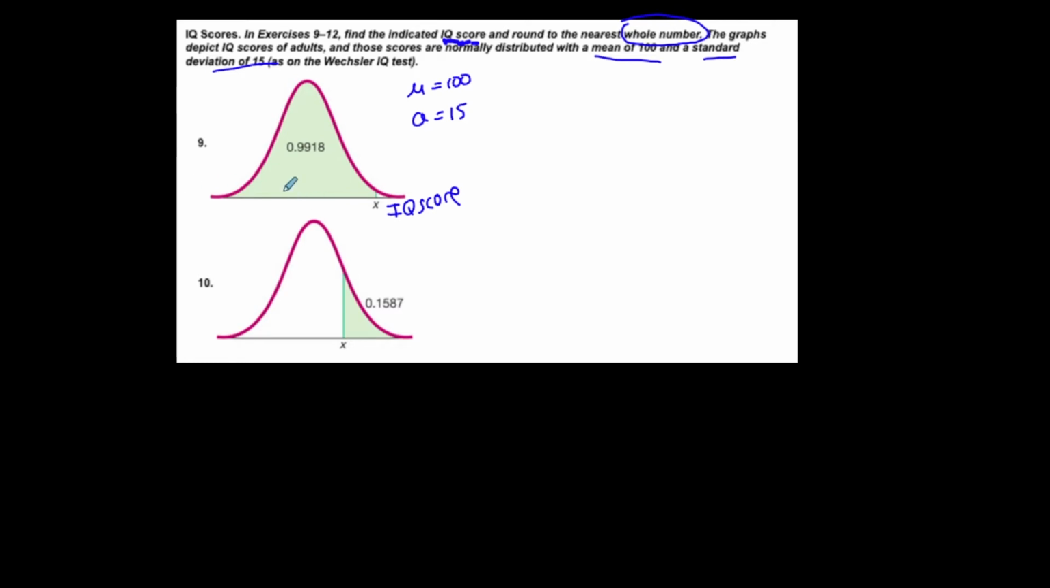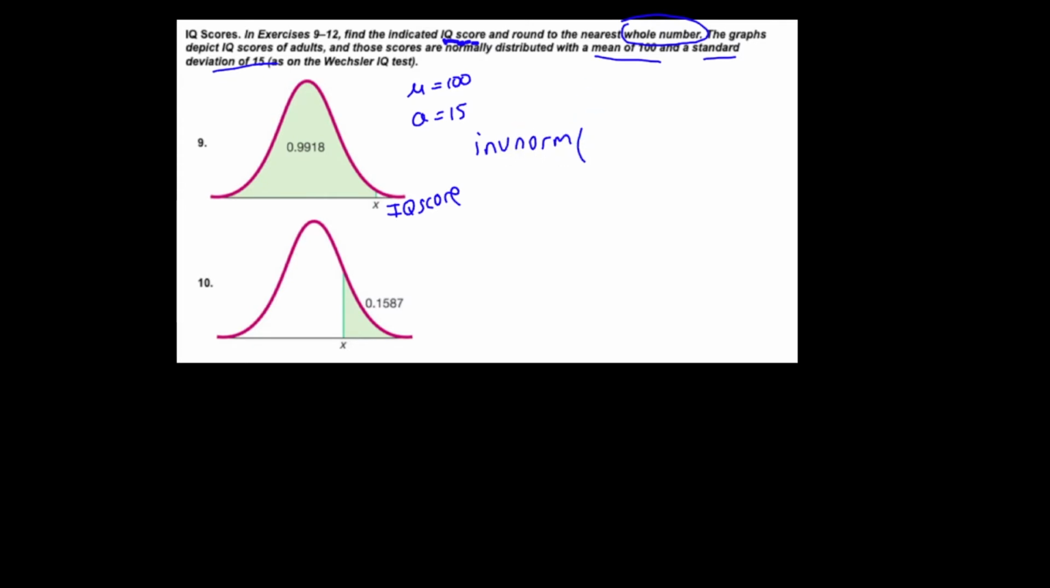Or what IQ score has 99.18% of other IQ scores below it? So I'm given area and I want to know a value. So inverse norm is what I use in those scenarios. Inverse norm. I'm using the graphing calculator.